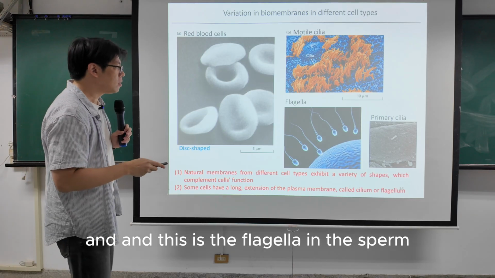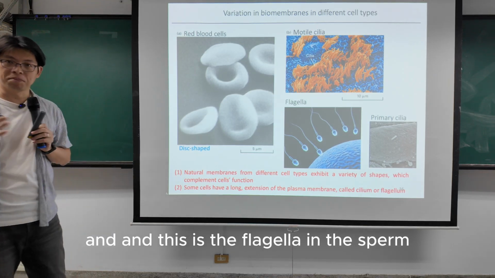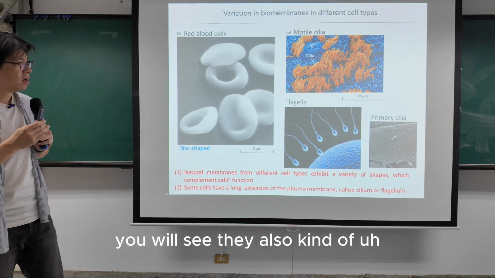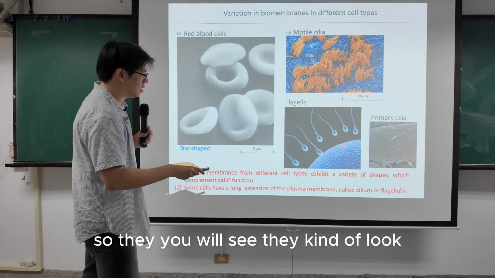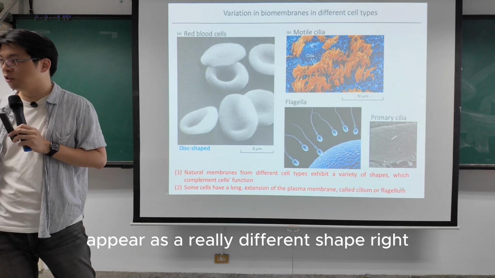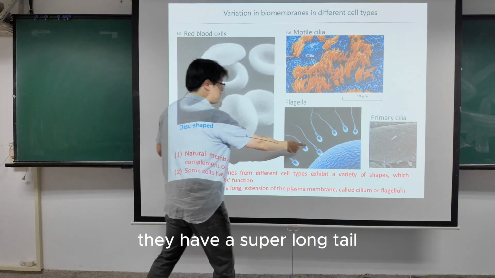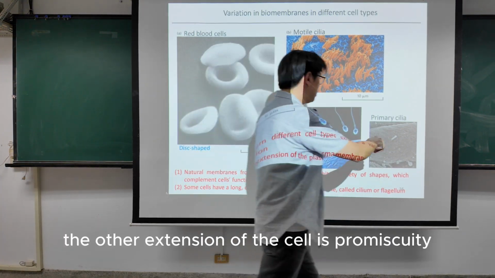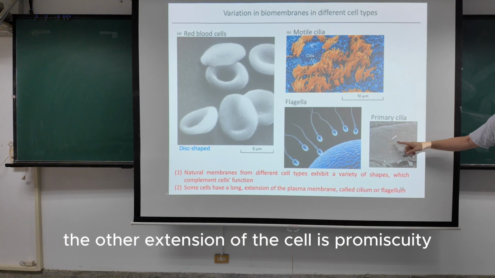And this is the flagellum. In sperm, you will see they appear in a really different shape. They have a super long tail. And this is another extension of the cell, the primary cilia.